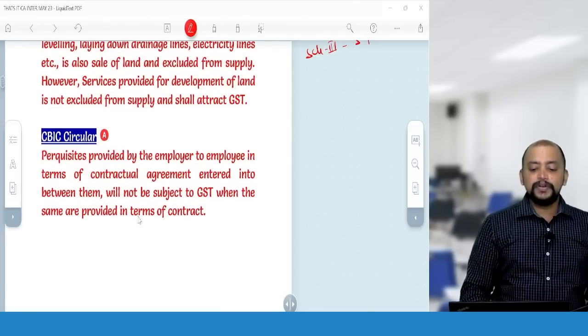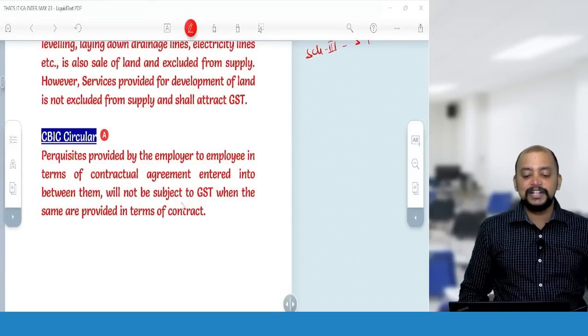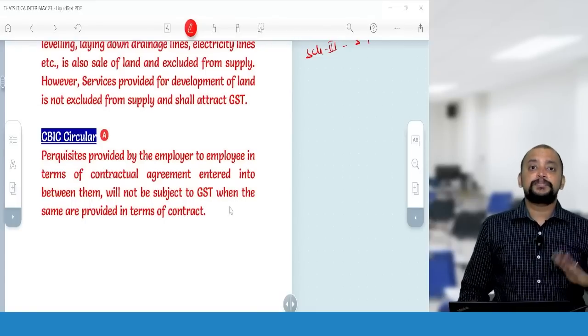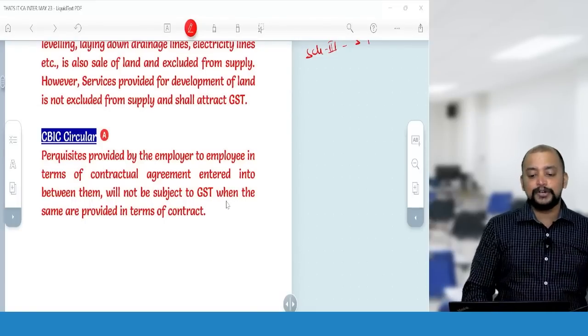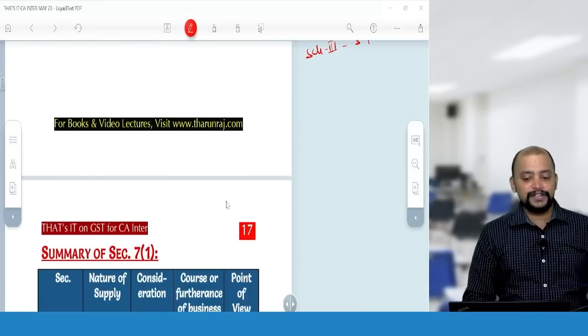Then next, perk visits provided by employer to employee in terms of contractual agreement entered into between them will not be subject to GST. So that's what I have seen. Perk visits will never be subject to GST because it is forming part of salary and it comes under employee to employer in the course of employment.